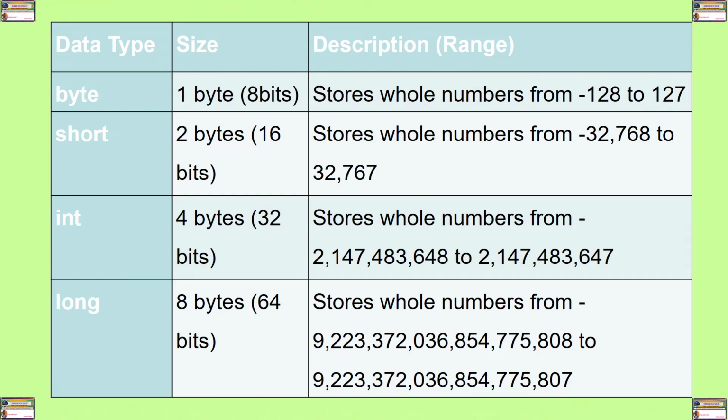The third data type is int, which stands for integer. Its size is 4 bytes, meaning it can allow you to enter data whose size does not exceed 32 bits. This data type stores whole numbers, and these whole numbers range from -2,147,483,648 to 2,147,483,647.